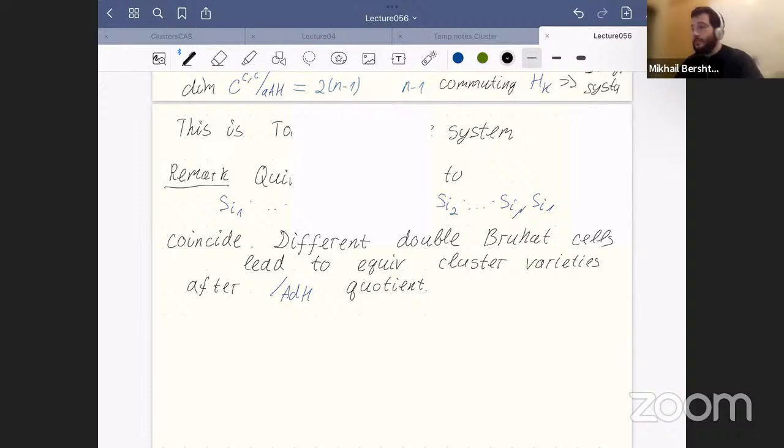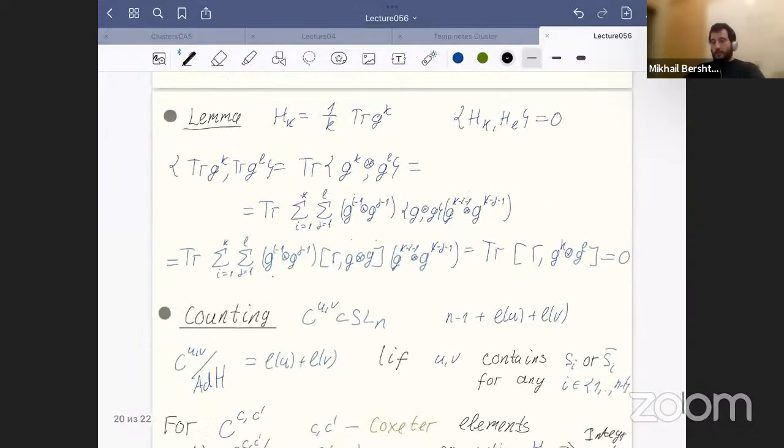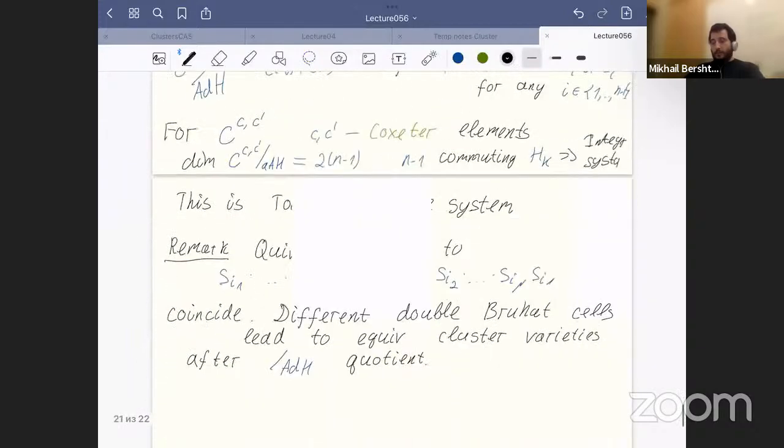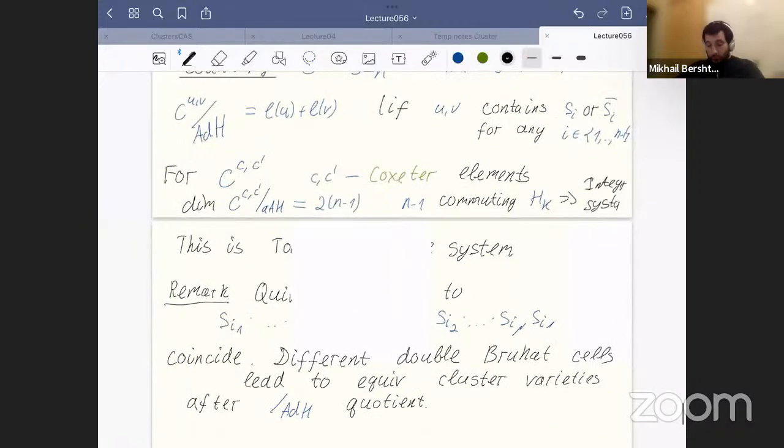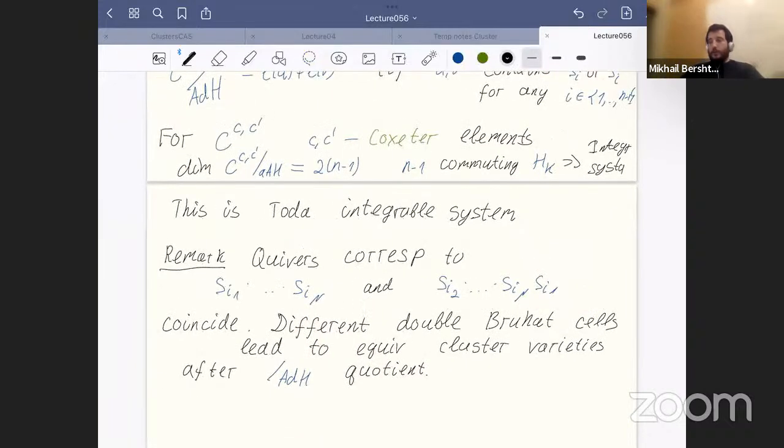Okay, I'm out of time. So questions. I don't know why this big square appeared, but I try to make it invisible. Okay, if there are no questions, I stop.